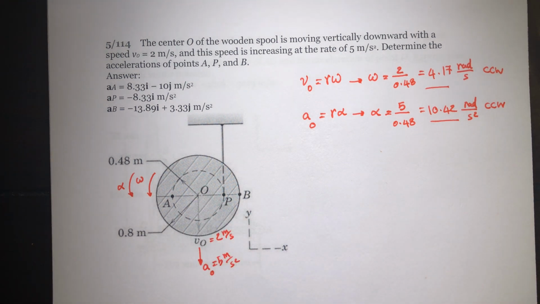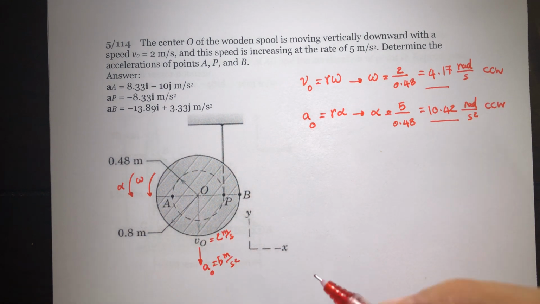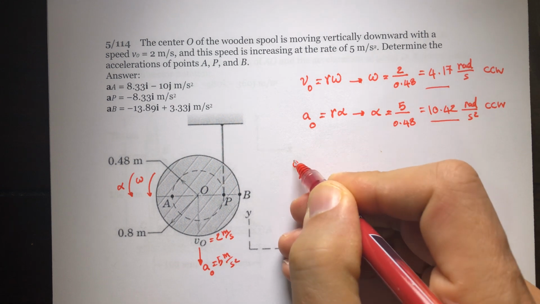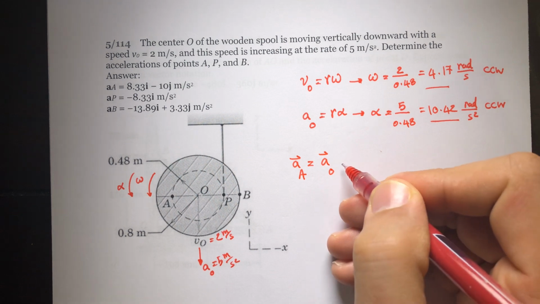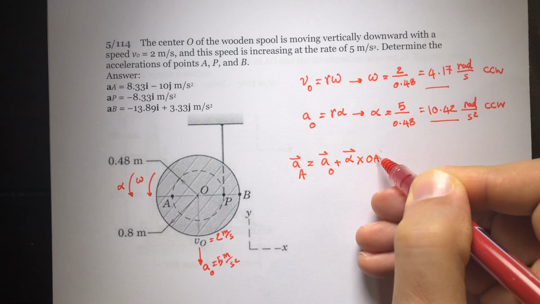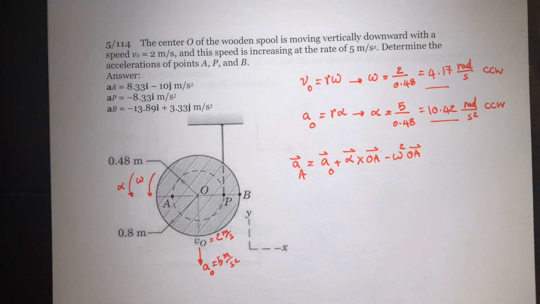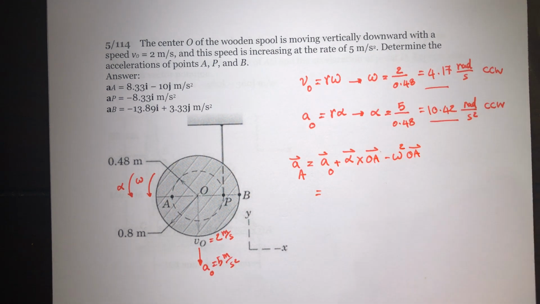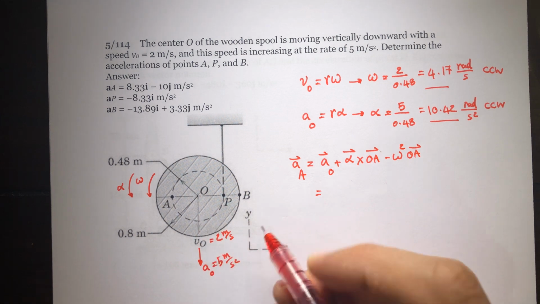So now we can easily find acceleration of any other points on this pulley. For example, acceleration of A, if I want to find it, acceleration of A is going to be equal to acceleration of O plus alpha cross OA minus omega squared times OA, right? We can do the same thing for other points too. So because we know everything in the right side of this equation, we should be able to find acceleration of A. Acceleration of O is 5 downward in the j direction, so negative 5j.